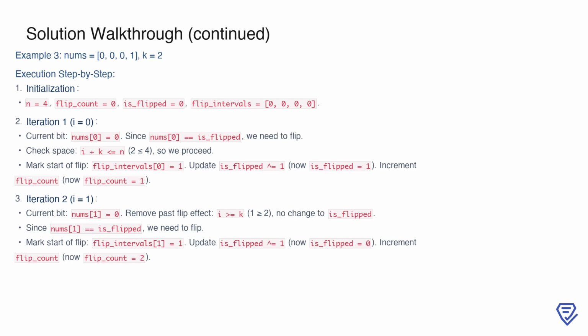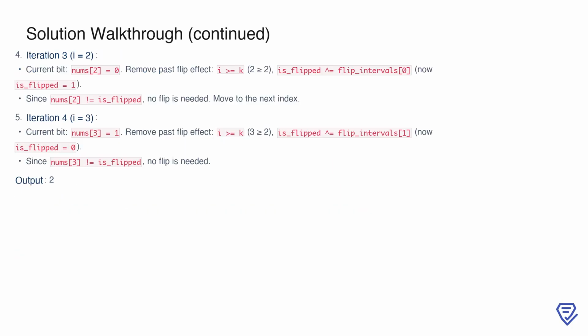At i equals 1, the current bit is nums[1] equals 0. This time, since i is not yet greater than or equal to k, no past flip effects are removed. nums[1] still matches is_flipped, so another flip is needed. We mark the start of the flip at flip_intervals[1] by setting it to 1, toggle is_flipped back to 0, and increment flip_count to 2.